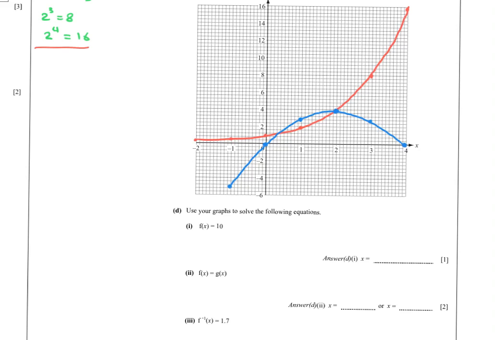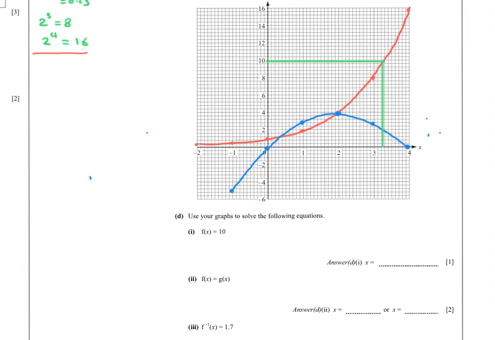Now let me answer the questions. The first one, solve f(x) equals 10. f(x) is the red curve. So draw a horizontal line intersecting the y-axis at 10, then find the intersection with the curve, then drop a line to find the x-coordinate. This is how to solve this equation. This is the horizontal line when y equals 10. You will find the answer approximately 3.3.